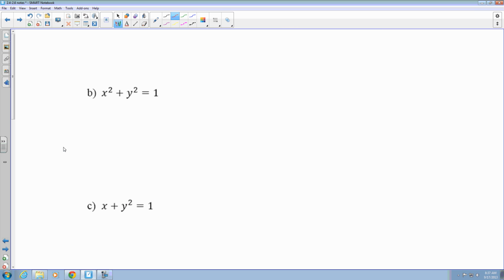Okay, how about b? So this is the same thing. X squared plus y squared equals r squared. This is the circle with radius 1.